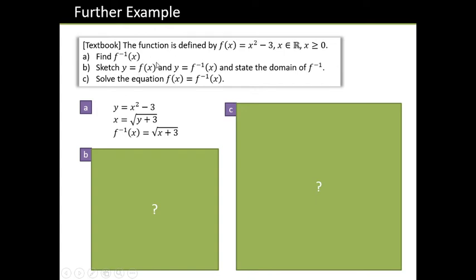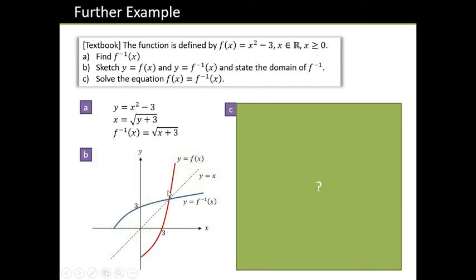Sketching our original function f of x will also give us a clue for what this function will look like. I know it's going to be that classic U-shaped quadratic, but it's only going to exist for positive values of x. So I'm expecting this U shape here with a point here at negative 3. Ignore that, sorry. So I've got negative 3 here and negative 3 here. So I've got that U shape there.